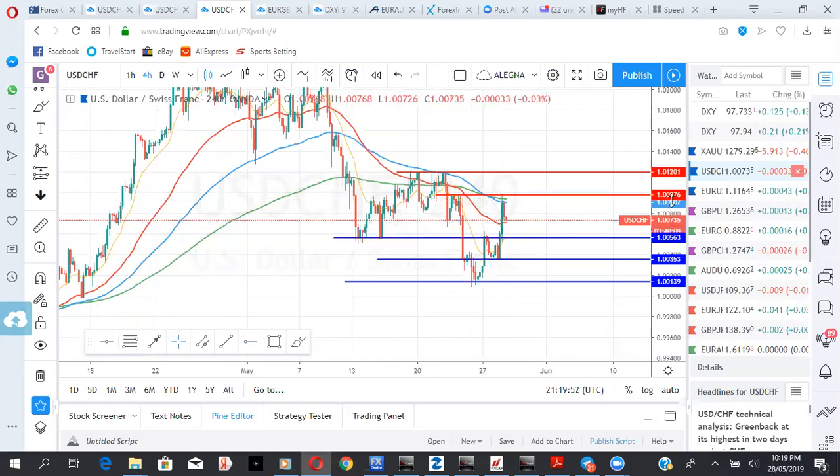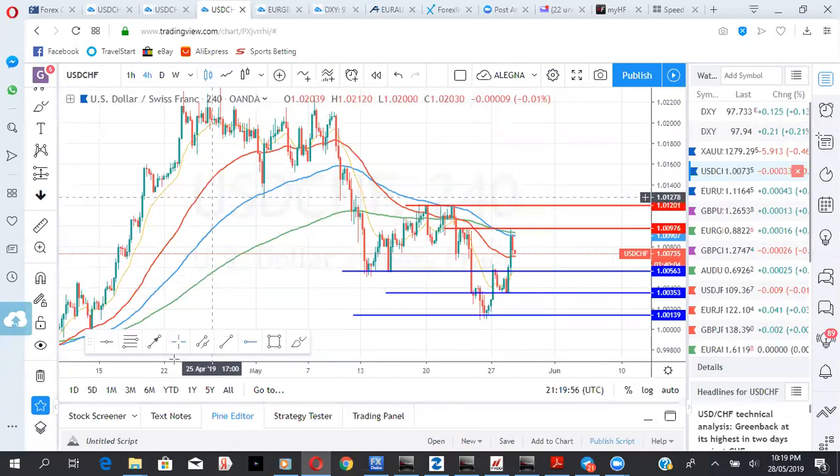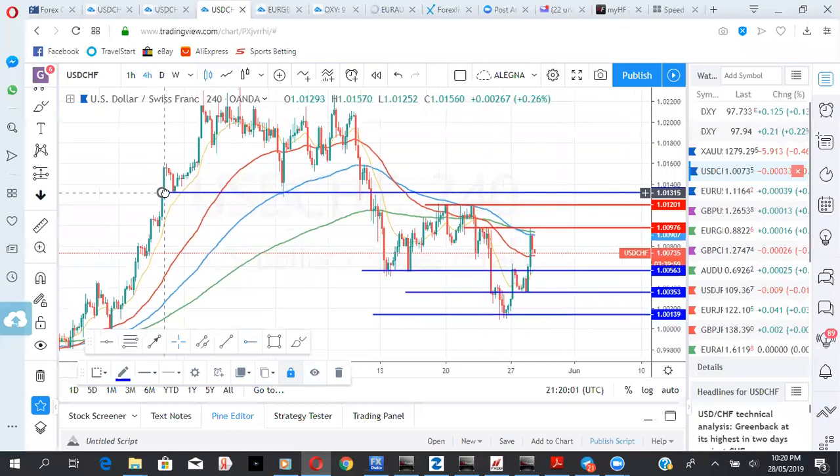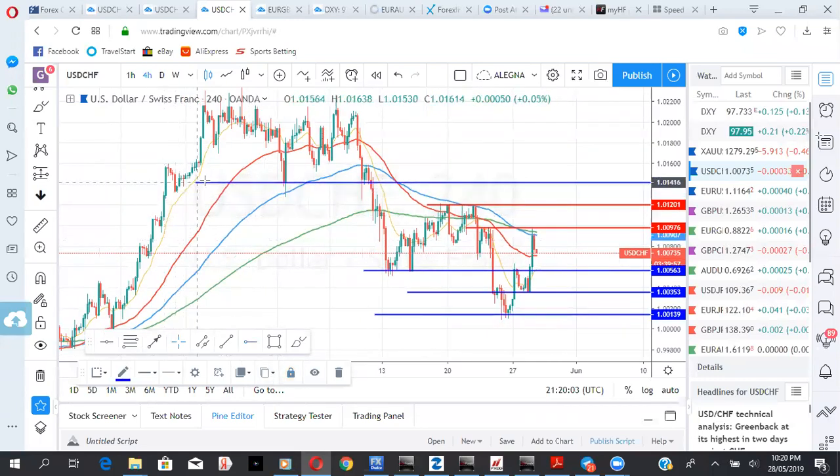Above 1.0097 may send price towards, then we may see price head up towards this area. Sorry. So we may see price head up towards this area first.